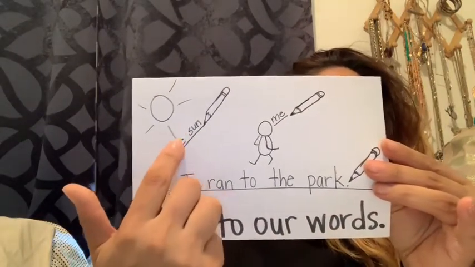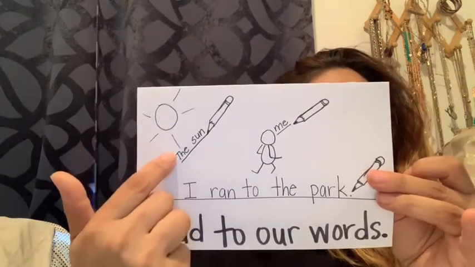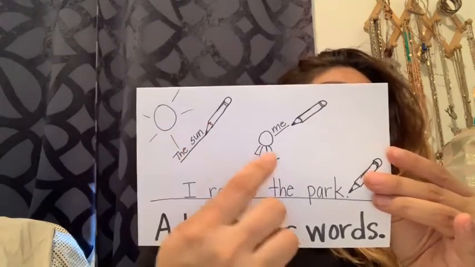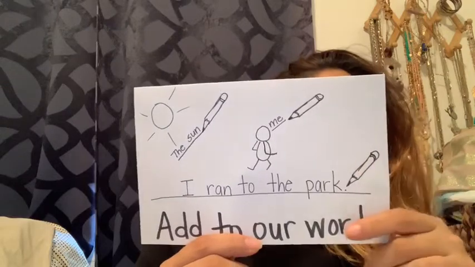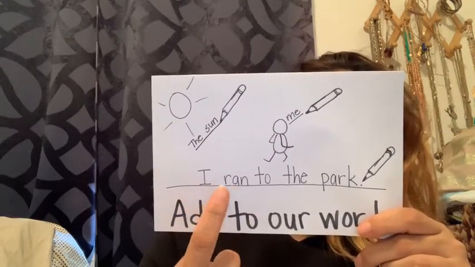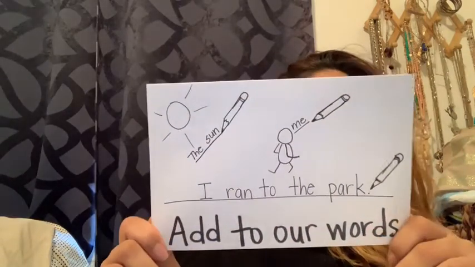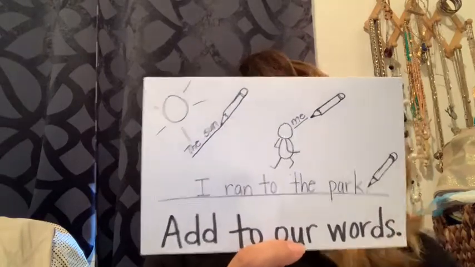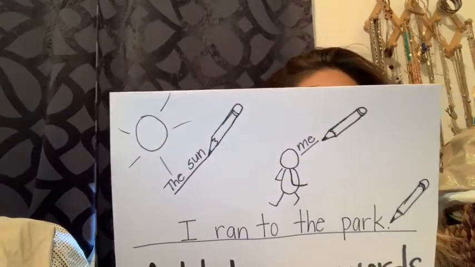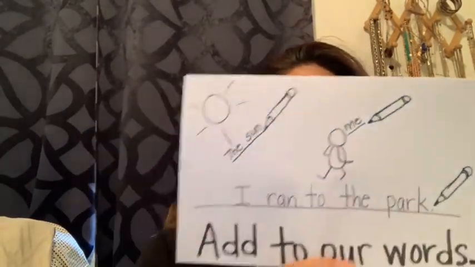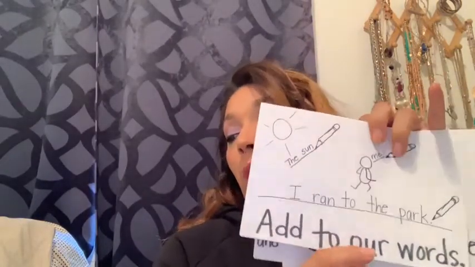So here we have some labels. Remember that? So here they labeled the sun, me, and right here they added I ran to the park. So it's telling how they did something. So you can always go back to your story, reread it, and figure out how you can make it better by adding to your words.